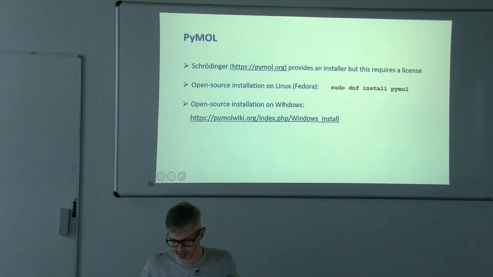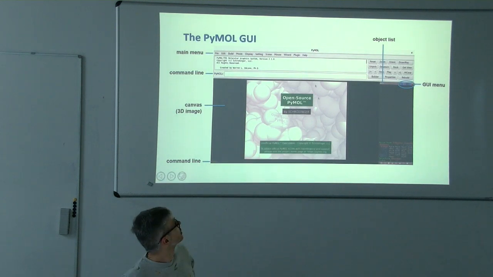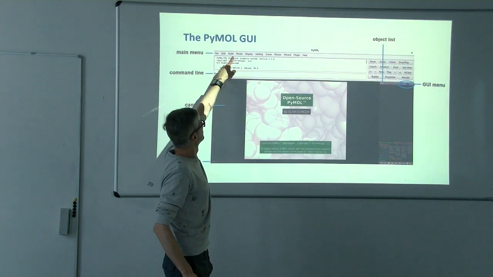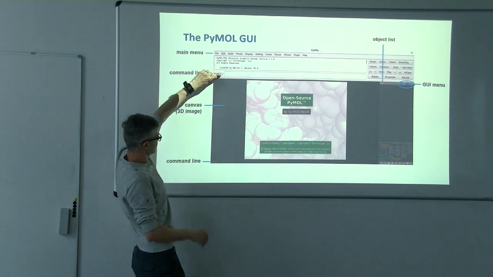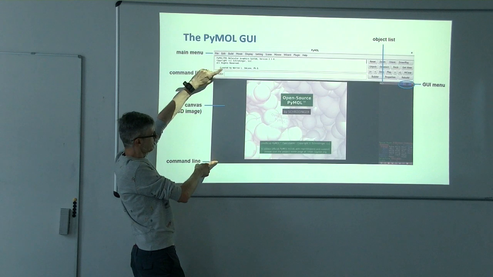Okay, so install in Linux Fedora: sudo dnf install pymol, and then you should get a graphical user interface like this. What is important is you have a menu here on top. This is where you have a command line. You also have a command line here. It doesn't matter where you type your commands. You can use both.